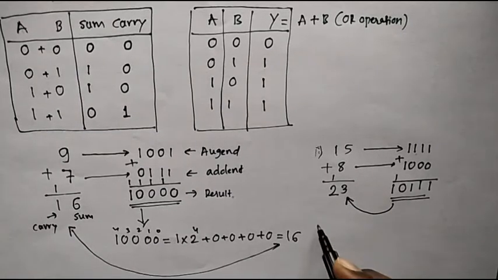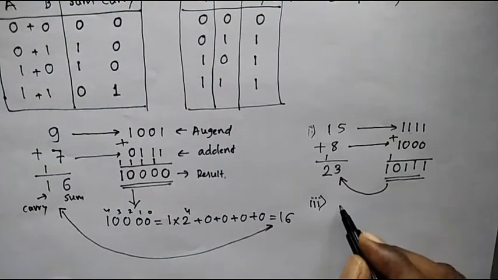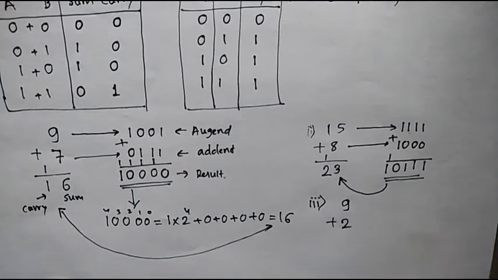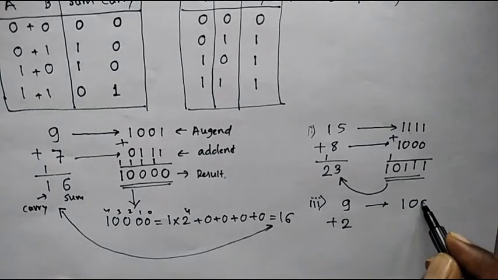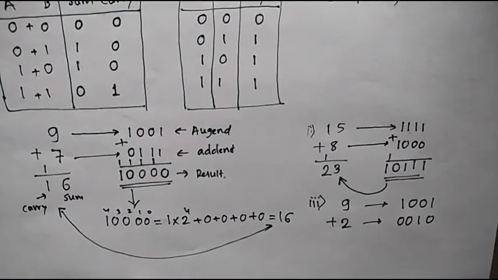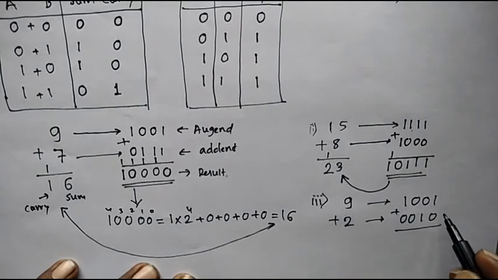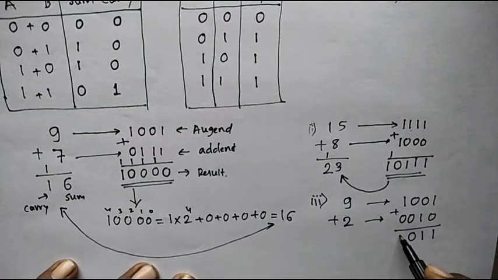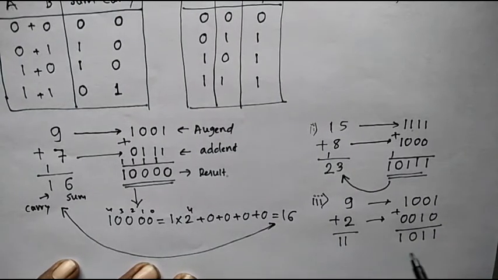Let's take one more example. 9 plus 2. 9 in binary can be represented as 1001, 2 as 0010. Adding these two numbers, we'll get 1 plus 0, 1; 0 plus 1, 1; 0, 1. So 1011 is equivalent to 11 in decimal.